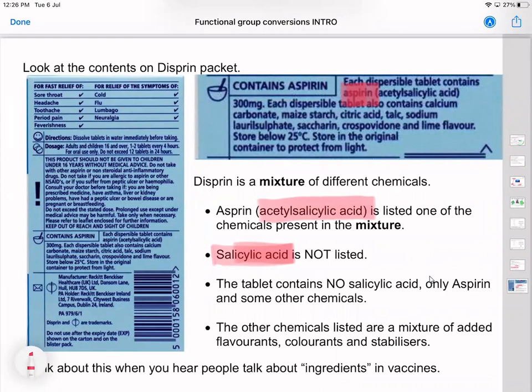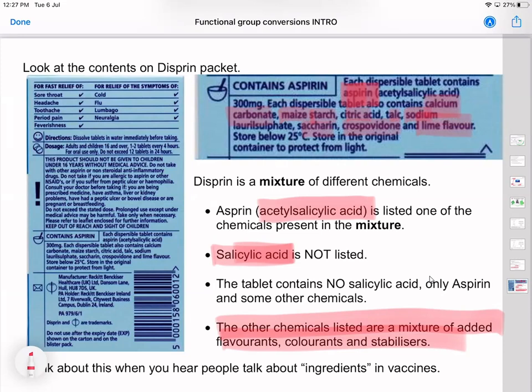But it also contains other stuff: calcium chloride, maize starch, citric acid, talc, sodium lauryl sulfate, saccharin, that lime flavor, and all the other chemicals are just a mixture of added flavors, colorants, and stabilizers. The ingredients of Disprin are all those things, a mixture of the aspirin with a whole bunch of other things added. The only thing that cures the headache is the aspirin, obviously. Everything else is added for flavoring, coloring, and dissolving in water.